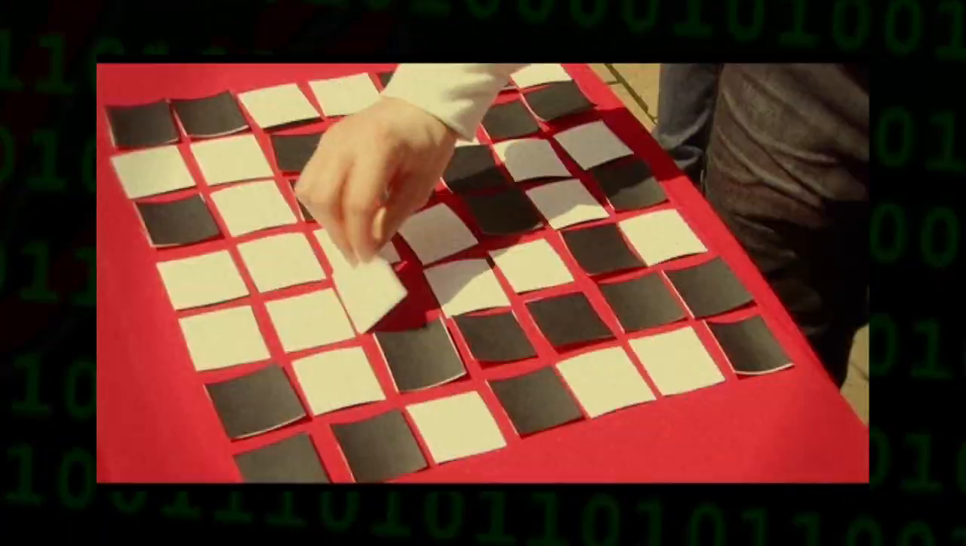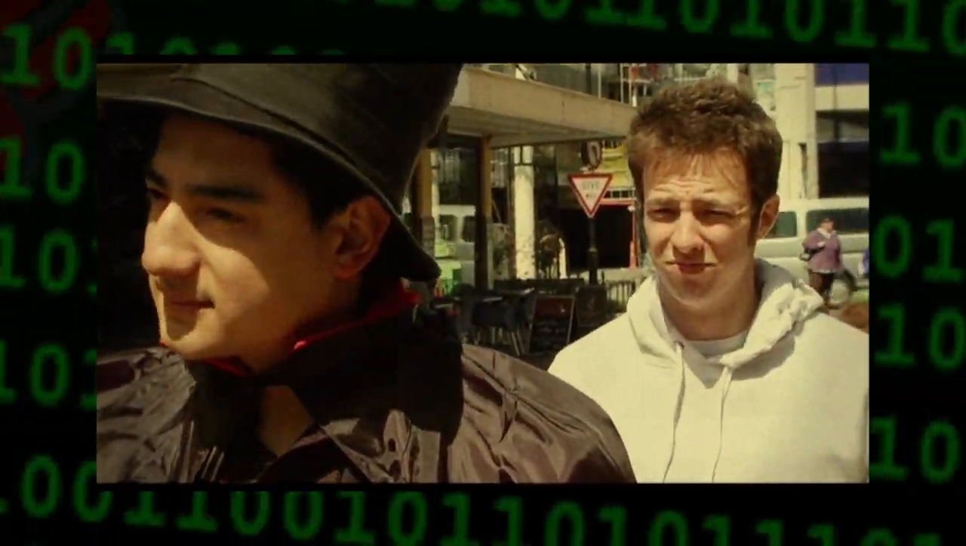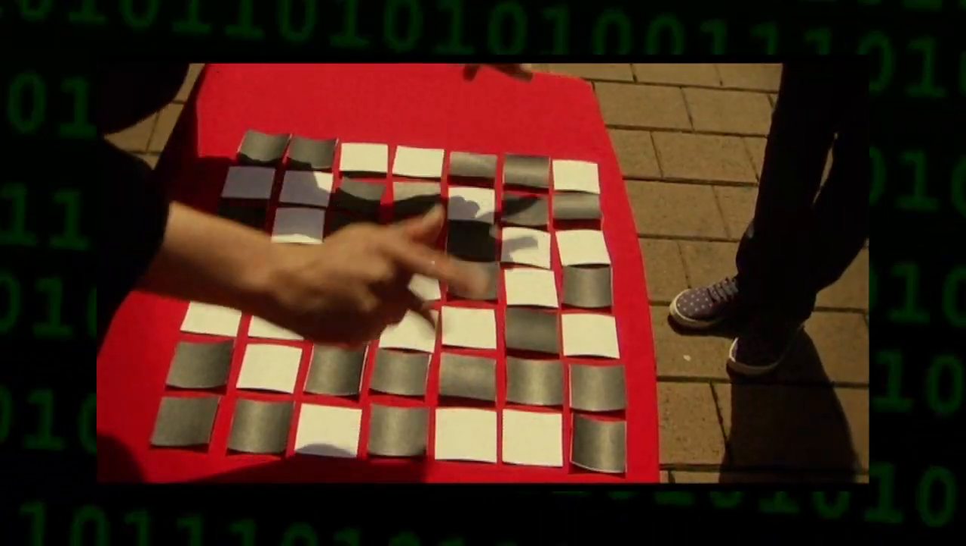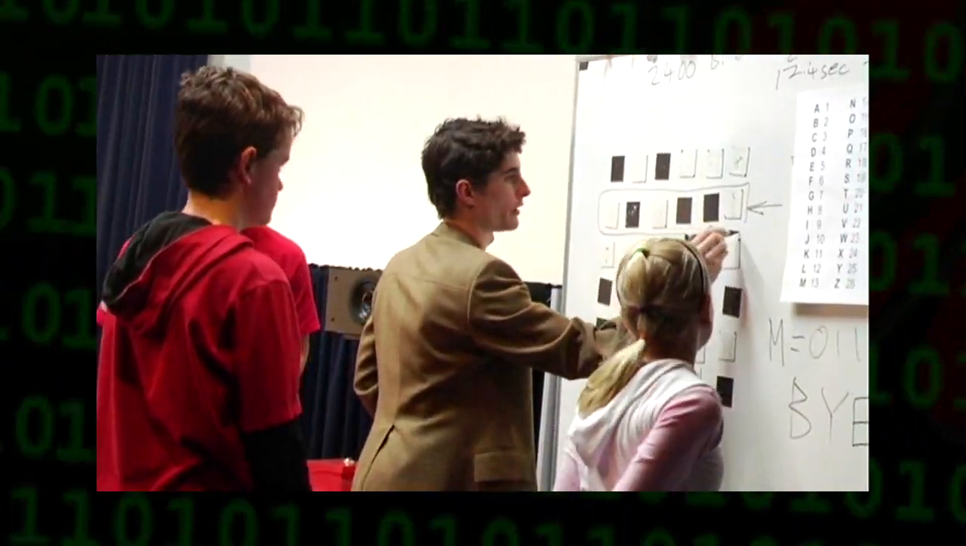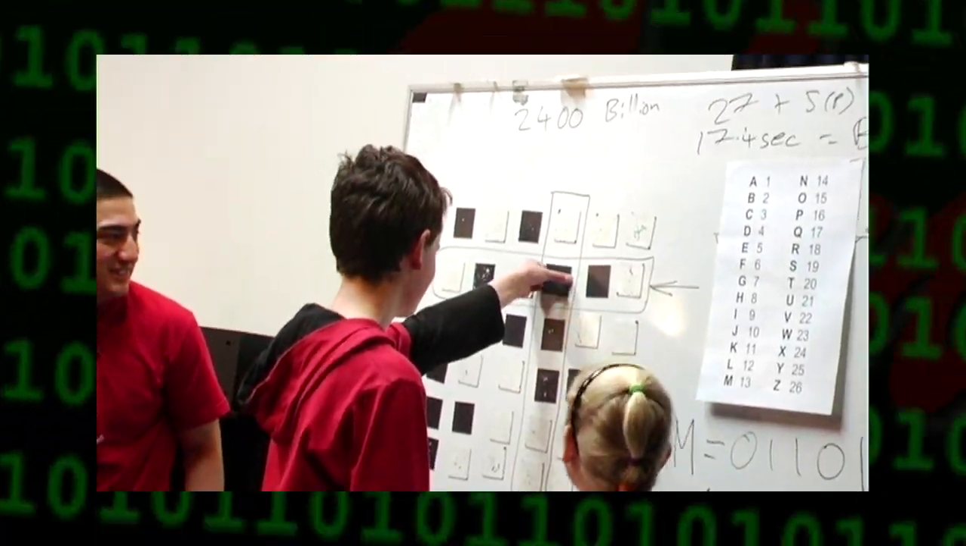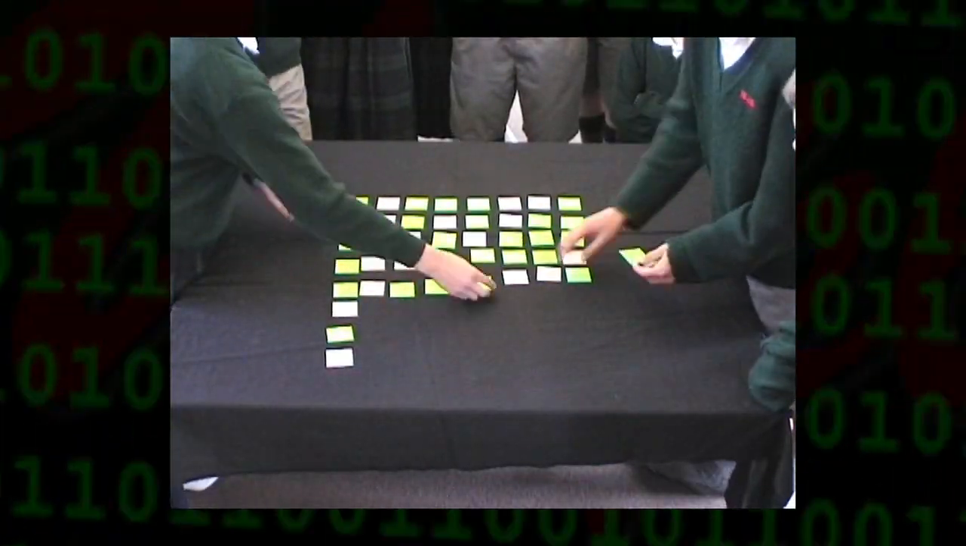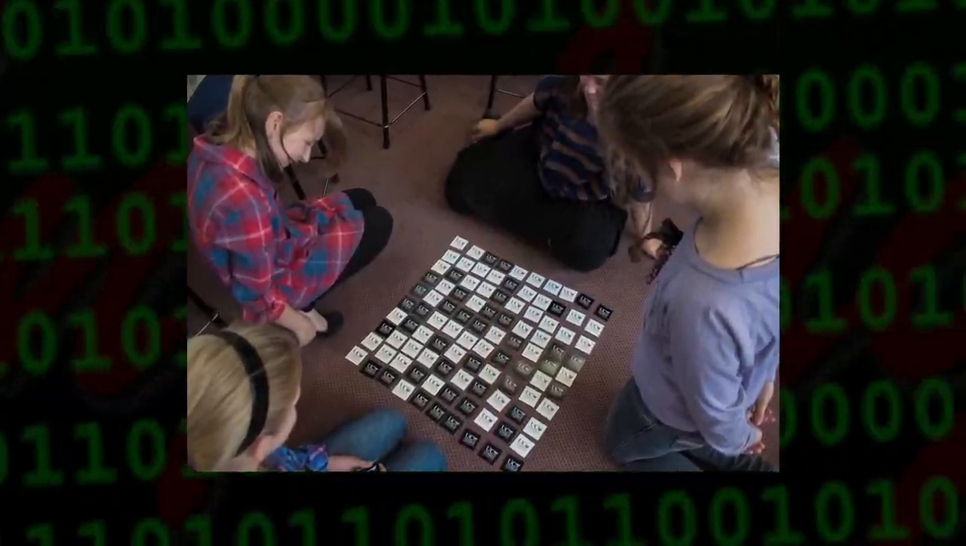Another activity is the card flip magic trick, which is a memory trick that impresses students of all ages. It's based on a forward error correction code that children can usually figure out for themselves. And again, once they've understood the concept, there are many variations and questions to explore.